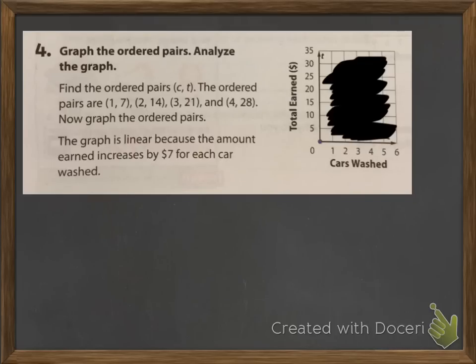Okay, so for example number 4, it says to graph the ordered pairs and analyze the graph. Find the ordered pairs. Now again, remember when they give you the order, that's very important because that's the order that the ordered pairs come in. So the ordered pairs are 1, 7, so just erase there. That means 1 over, 1 up 7, and then it's going to be 2, 14.